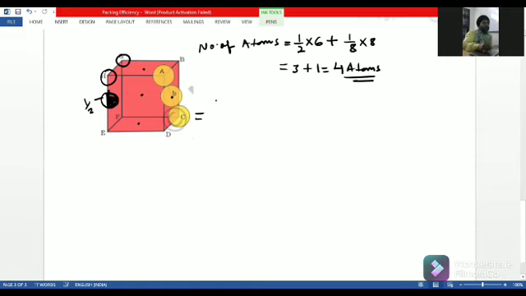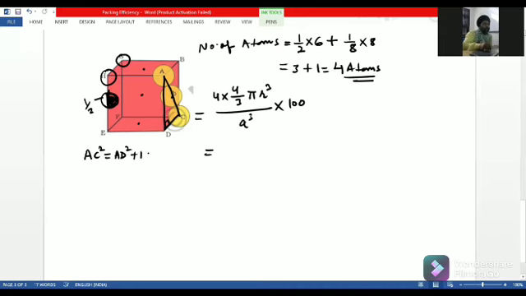So here, to calculate the packing efficiency, we'll write 4 multiplied by 4 by 3 pi r cube upon A cube multiplied by 100. So the next task is to express R in terms of A. For that, I'm going to take this triangle. The name of this triangle is triangle ADC, which is right angled at D. Here, AC is the hypotenuse. So AC square equals AD square plus DC square.